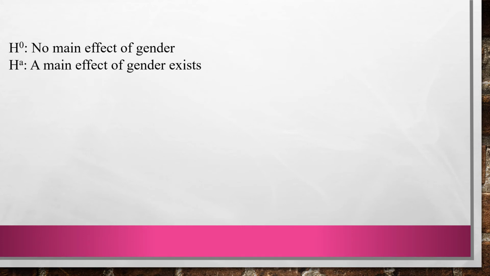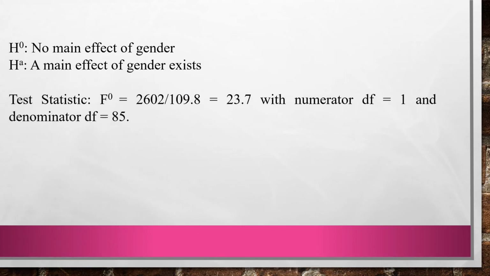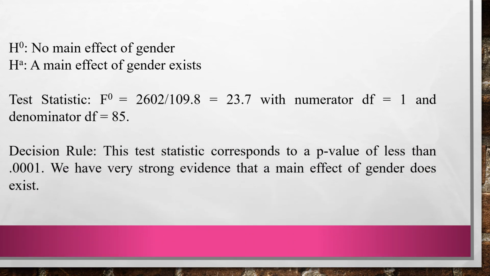Okay, so the null hypothesis is no main effect of gender. Test statistic: F is equal to 2602 over 109.8, which is equal to 23.7, with numerator df equal to 1 and denominator df equal to 85. So decision rule: this test statistic corresponds to a p-value of less than 0.0001. So we have very strong evidence that a main effect of gender does exist.